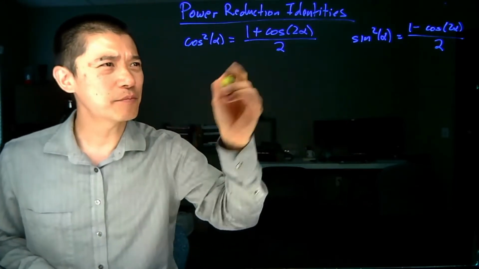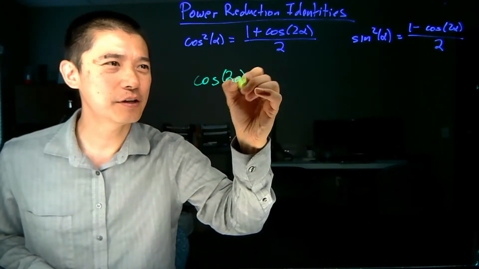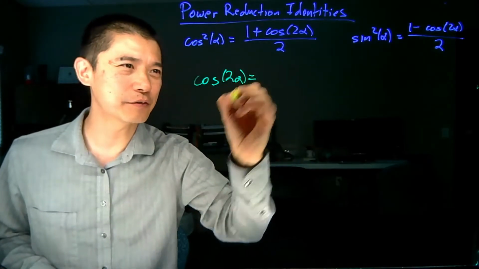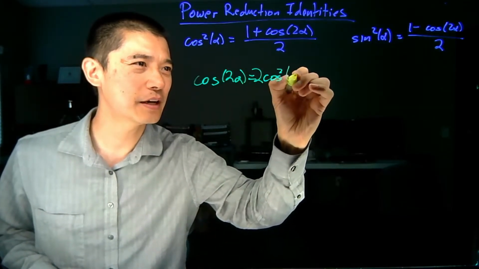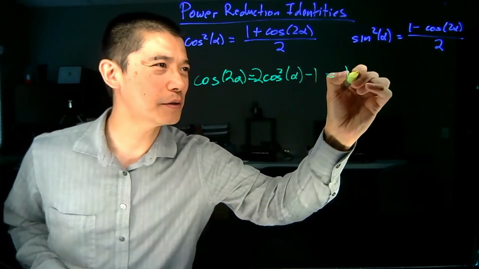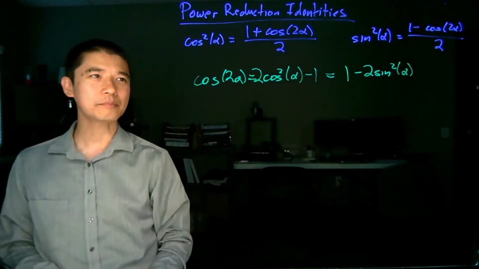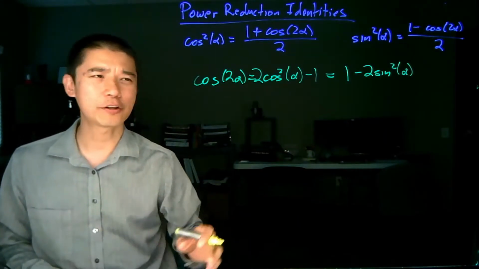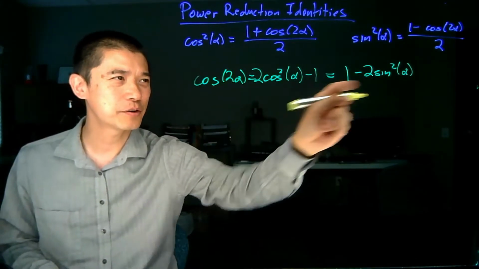So where does this come from? Well, the big hint is the cosine 2 alpha term. Cosine of 2 alpha. We have our formulas. One of them says that this is 2 cosine squared alpha minus 1. And the other one says that this is 1 minus 2 sine squared alpha. And your intuition is probably starting to kick in. All we need to do is take these equations and solve for either cosine squared or sine squared.